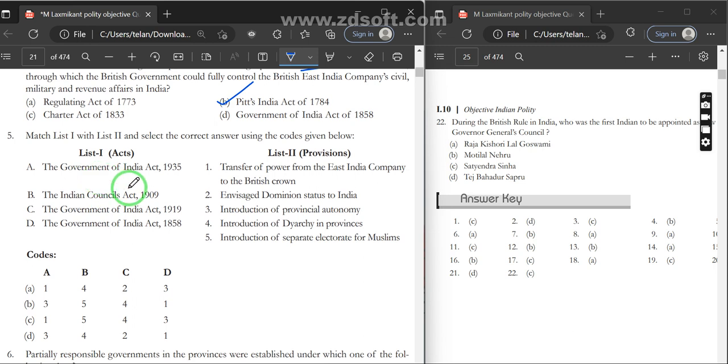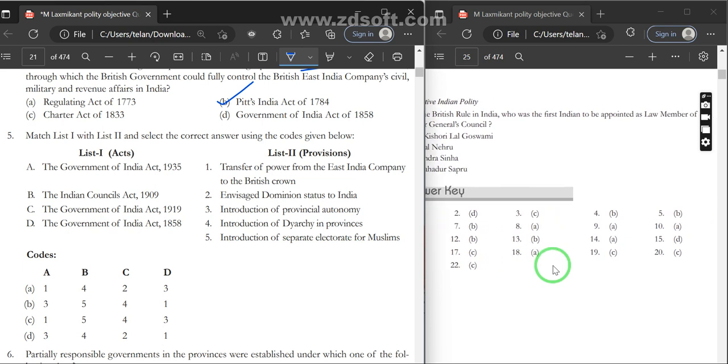Government of India Act 1935. And what is the second one? Indian Councils Act 1909. Minto-Morley reforms. Government of India Act 1919. Montague-Chelmsford reforms. Government of India Act 1858. The Act of Good Governance. It immediately happened. It came after the revolt of 1857. That is first war of independence. Now let's see what are the answers.